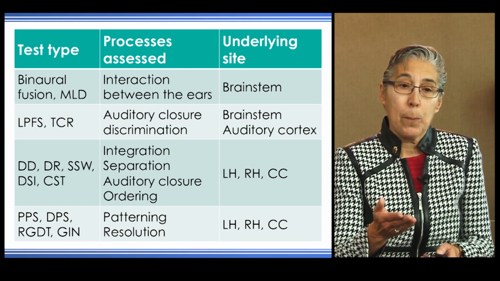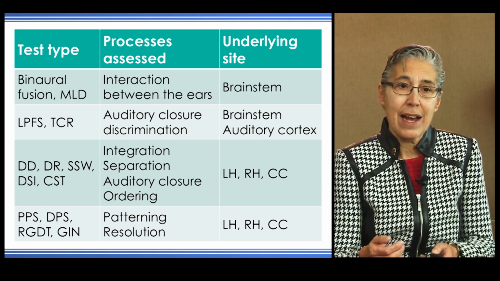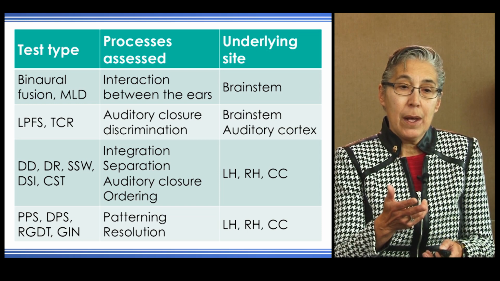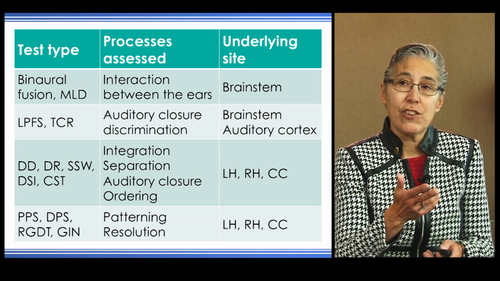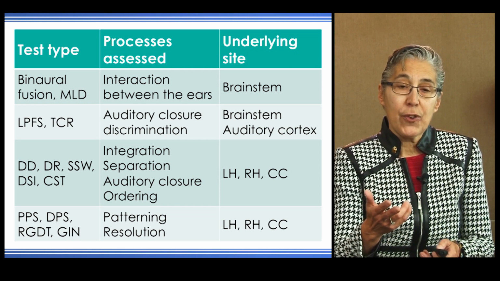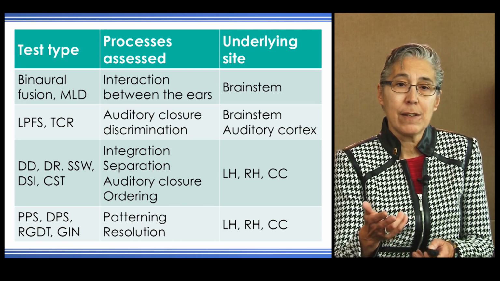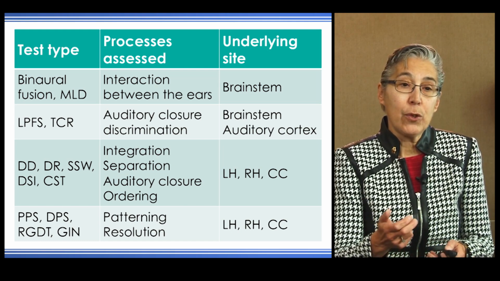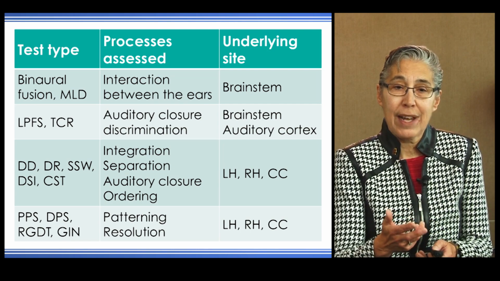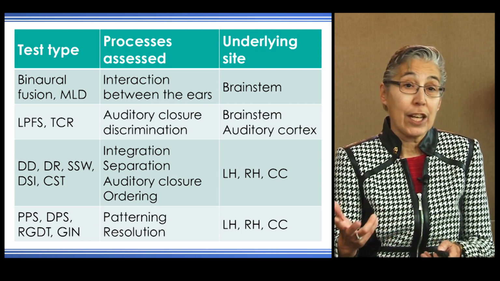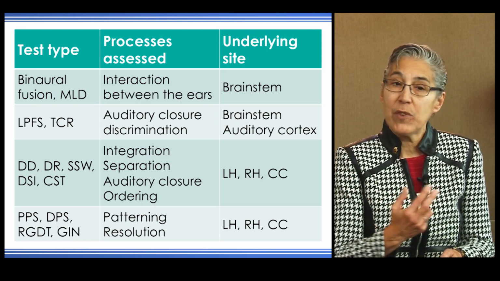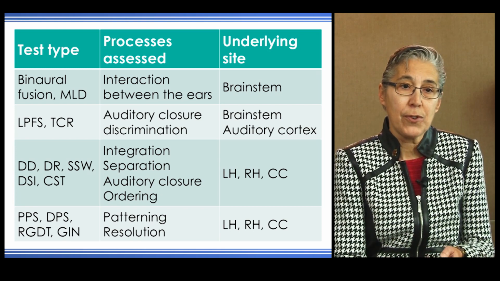Our patterning tasks, there's two different types. We have patterning for pitch and duration. Then we also have temporal processing tested with temporal resolution using random gap detection or gaps in noise. Again, looking at cortical function, left hemisphere, right hemisphere, and corpus callosum. Once I start interpreting the test results, we're going to look for these patterns.